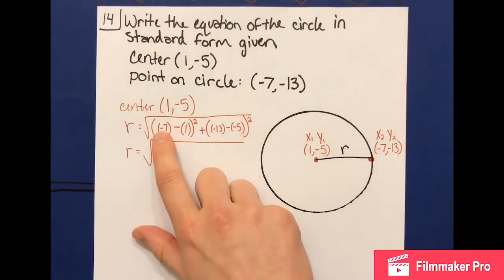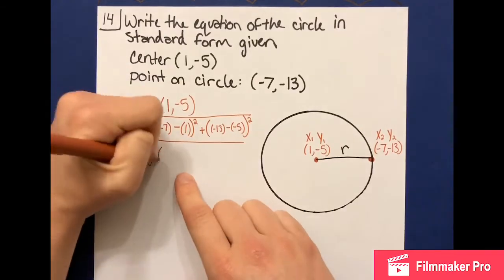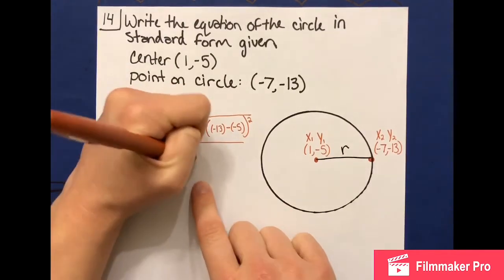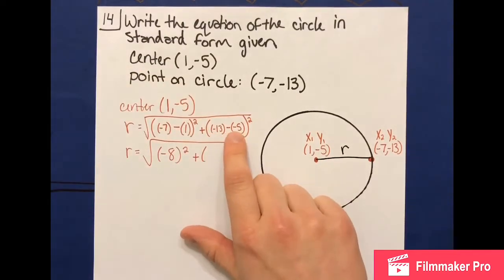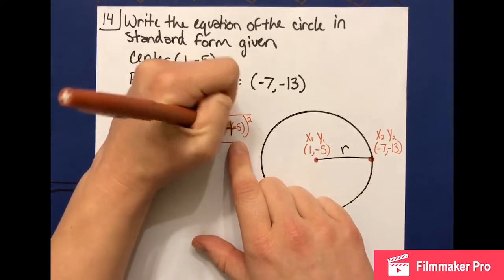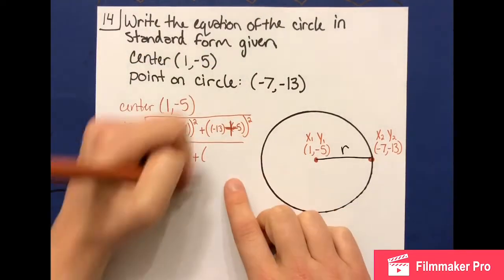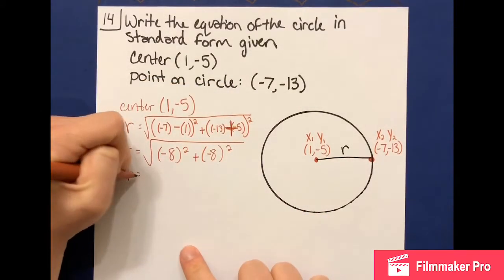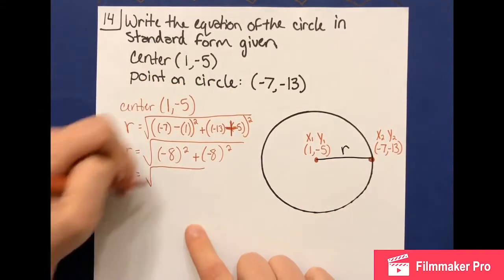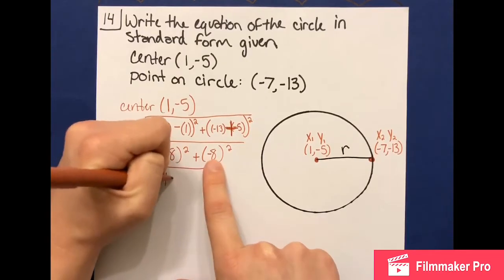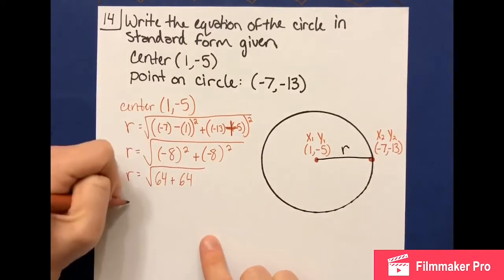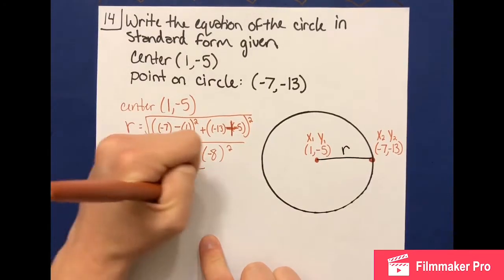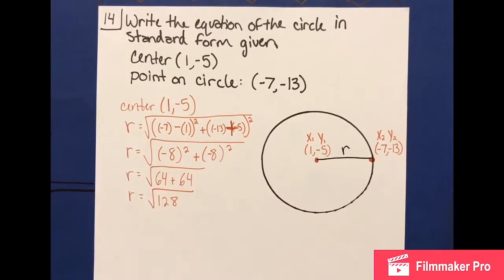Okay, so negative 7 minus 1 is negative 8 squared plus negative 13 minus negative 5 becomes a positive 5. So negative 13 plus 5 is negative 8 squared. Anytime you take a negative and you square it, it's always going to be a positive. So I have 64 plus 64. Almost there. Radius is equal to the square root of 128. For right now, I'm just going to leave it like that.